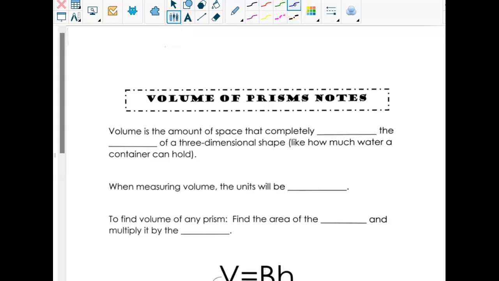Today we are going to switch from talking about surface area to talking about volume. So please, if you don't already, have out your notes and turn to the volume of prisms page. We're going to start there today.